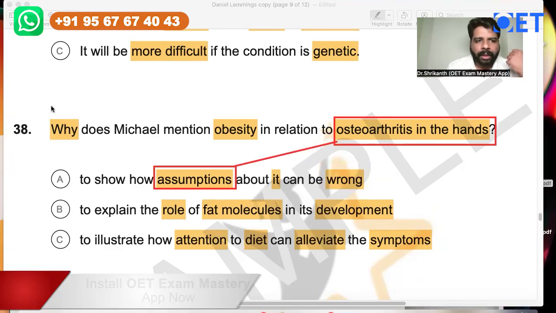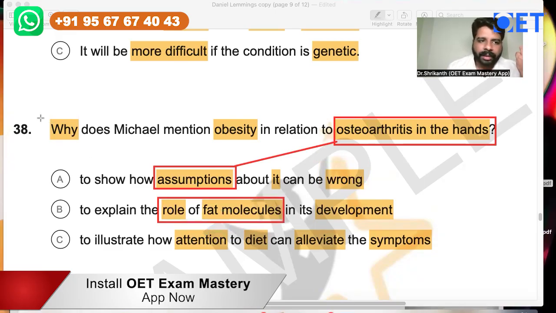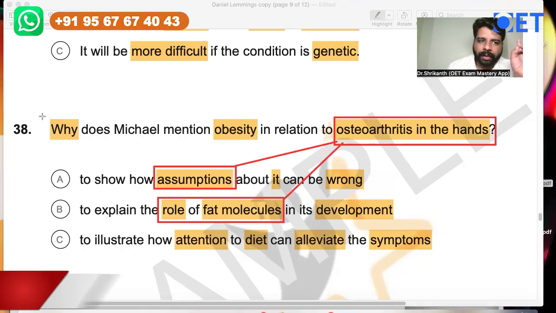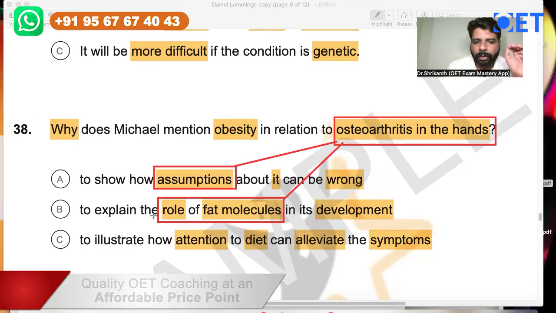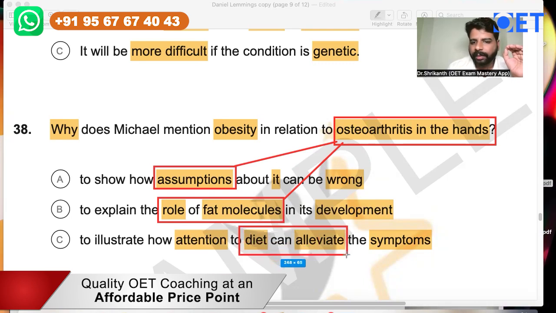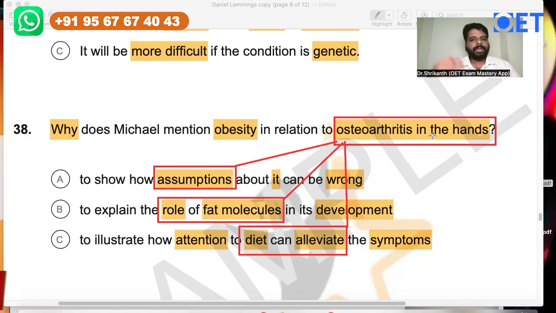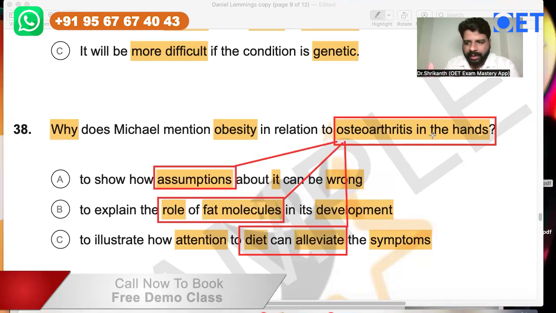Now, when it comes to answer option B, to explain the role of fat molecules. The reason why he's bringing obesity is to talk about the role of fat molecules in osteoarthritis of the hands. And finally, answer option C, the focal point is how attention to diet, how diet can alleviate these symptoms. So if a patient is eating a very healthy diet, how it can reduce the symptoms of osteoarthritis in the hands. Now you see over here, now you have minimized it. Now you have made it much smaller.